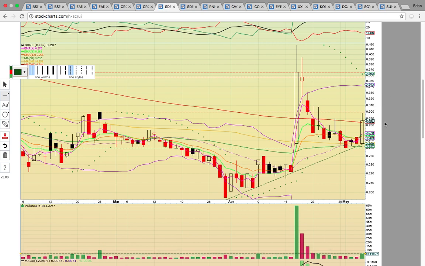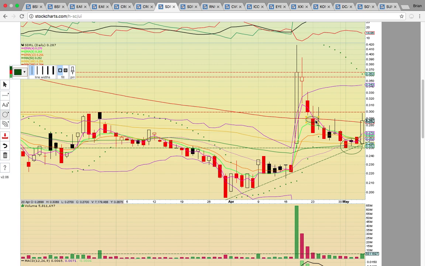And it bounced right off the middle Bollinger Band. It had a little volume spike. It is a thinly traded stock. It bounced right down here off of the 50, 100, and 20-day simple moving averages. The middle Bollinger Band is the dotted purple line. It's also the 20-day simple moving average. And then it closed above the red line, which is the 200-day simple moving average. So that was a really bullish close above that 200.